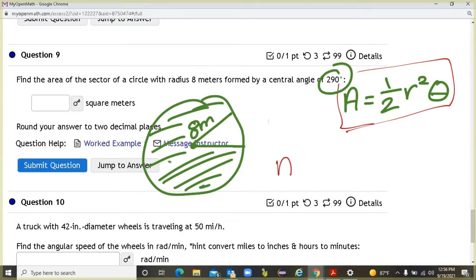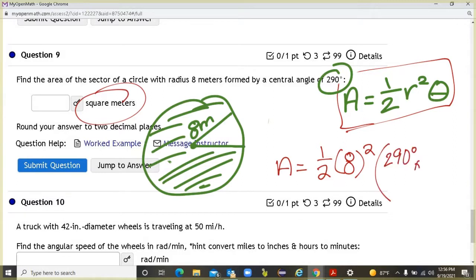So let's check out our formula. The area is equal to 1/2, radius is going to be 8 meters, and notice the answer will be in square meters. Then 290 is the angle, but that's in degrees, so I need it in radians. You can do this as a separate step too. I just put it all in one. Notice the degrees will cancel and I'll be in radians. So 8 times 8 is 64, divided by 2 is 32.